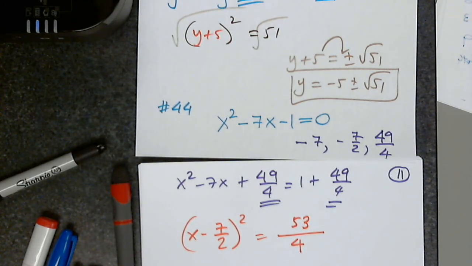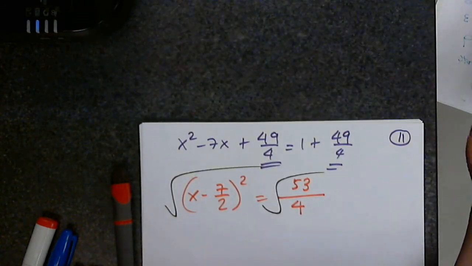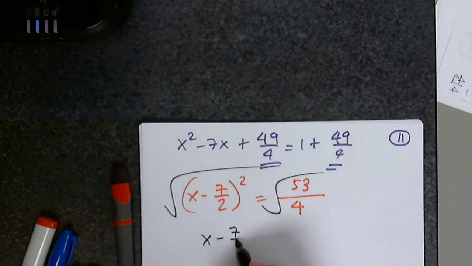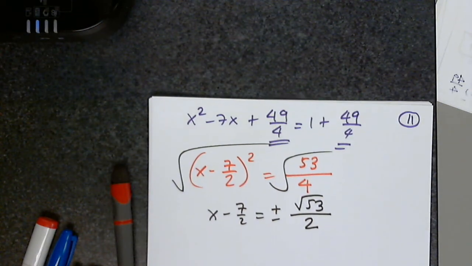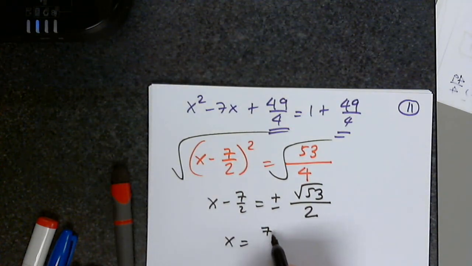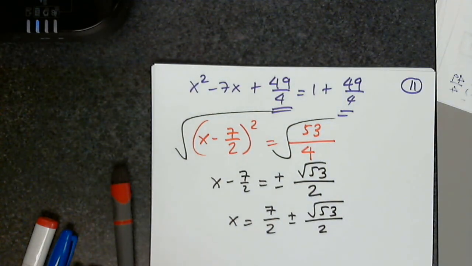After all this effort, I have to use another method now. So I take the square root. I expect 2 solutions. So then x minus 7/2 must be plus or minus the square root of 53 over 2. Therefore, x equals 7/2 plus or minus the square root of 53 over 2. Yes, when the middle coefficient is not divisible by 2, the calculations are a little bit more involved.